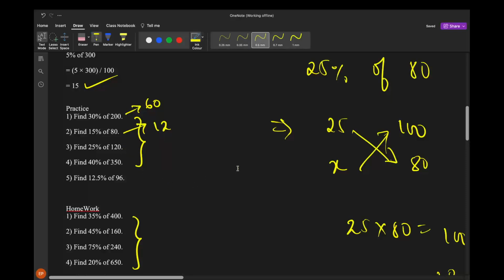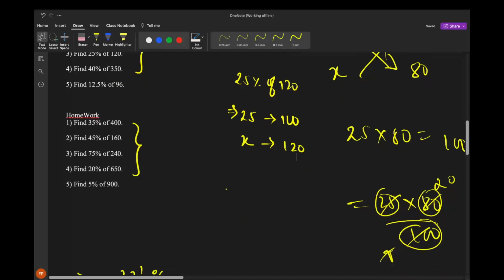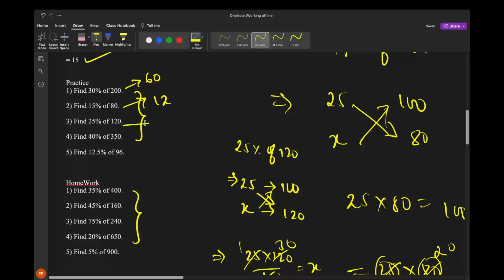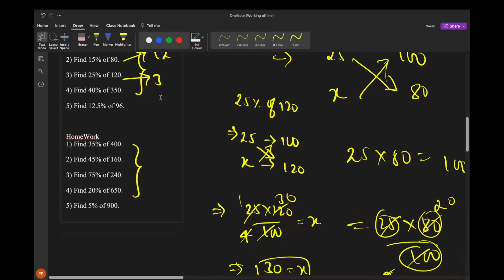25% of 120, which is actually 25 for 100. How much for 120? Cross multiply. 25 into 120 divided by 100 is equal to x. 25 ones are 25, 4 ones are 4, which gives us 30. So basically 25% of 120 means 30.